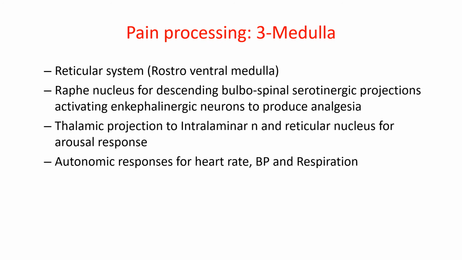In the medulla, the pain processing is primarily to keep the person aroused and to have the autonomic responses. So that means the first relay is into the rostroventral medulla, that would give to the raphe nucleus. The raphe nucleus sends descending inputs to the dorsal horn neurons in the spinal cord. These are analgesic projections. They will try to prevent or block the sensory inputs.